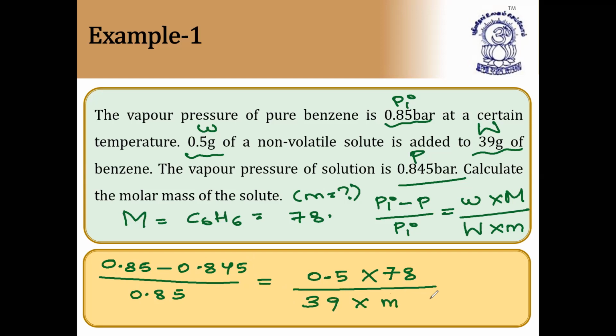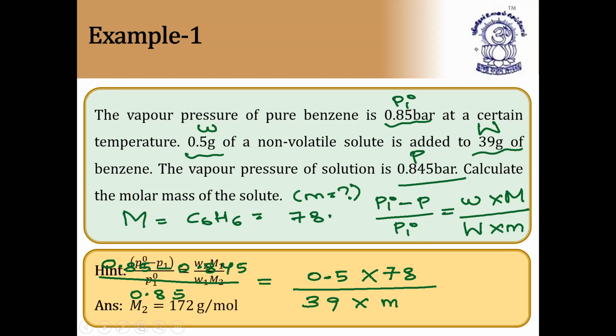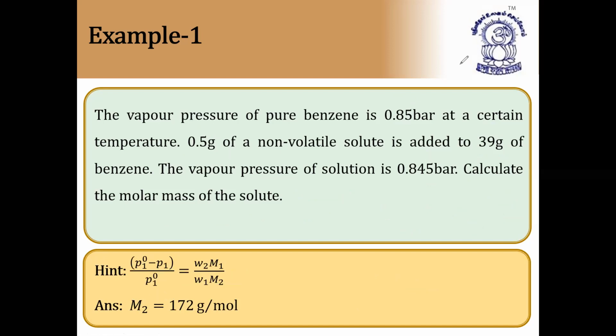I hope it is clear now. So this is 0.5 into 78, and you'll get the answer. Now we'll check the answer. In this way, you'll get questions based on vapor pressure, that is Raoult's law, related to lowering of vapor pressure. You can see P1 naught minus P1 by P1 naught is equal to W2 into M1 by W1 into M2. W1, M1 are the weight and molecular weight of solvent. You can use this abbreviation or that abbreviation, both are the same. Here M2 is equal to 172 grams per mole. So this is clear now.